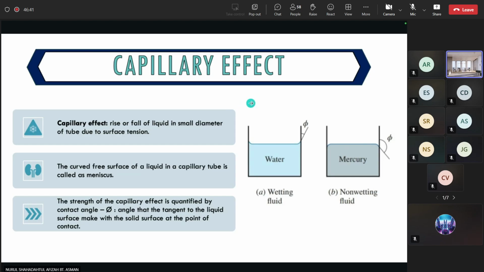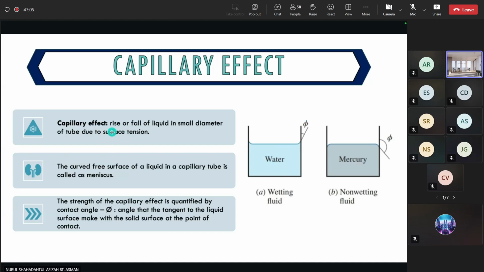Next is capillary effect. Capillary effect ni this one lah. This depends on the type of fluid. For example, the capillary effect of water in this one lah. And for the mercury in this one. So the capillary effect ini lah.